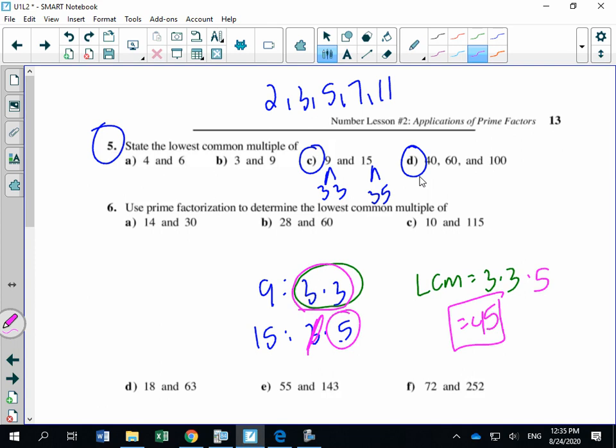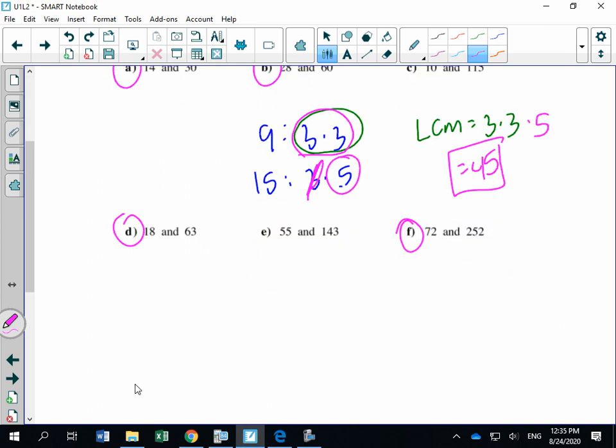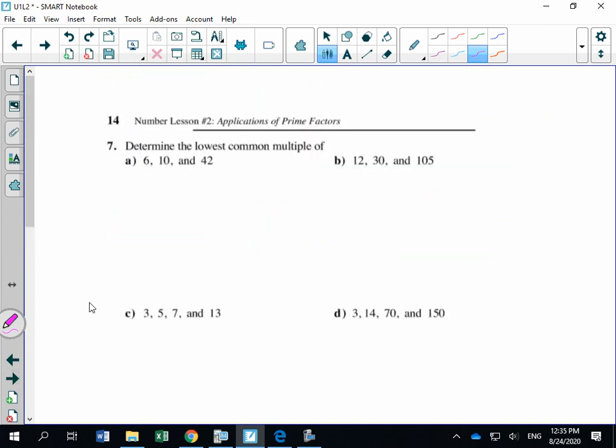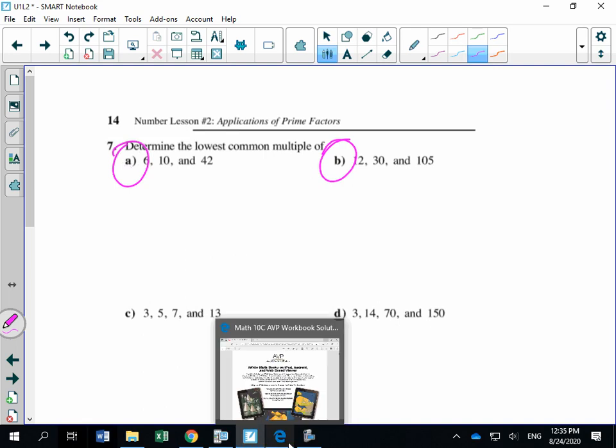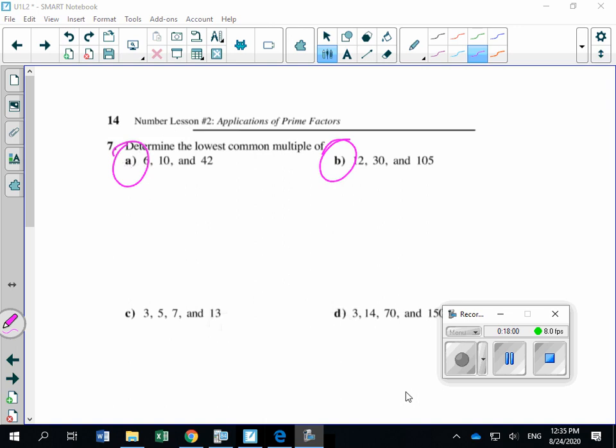What did I say for 6? 6 A, B, D, F. So you're doing prime factorization. And then for 7, you are doing A and B. Okay, and that's all your questions for prime factorization, lowest common multiple. There will be a part 3 for this.